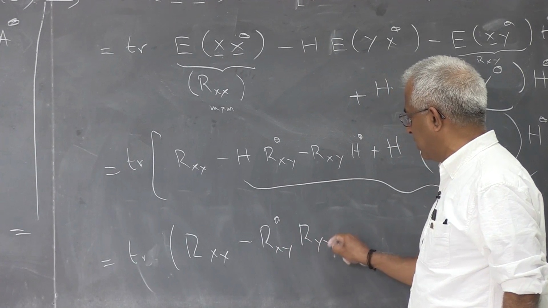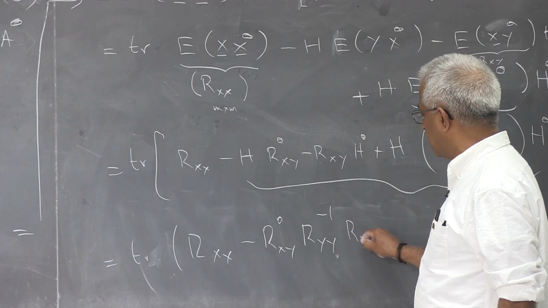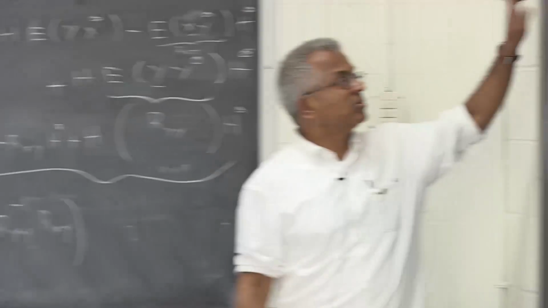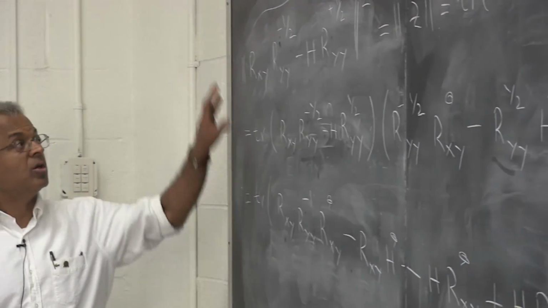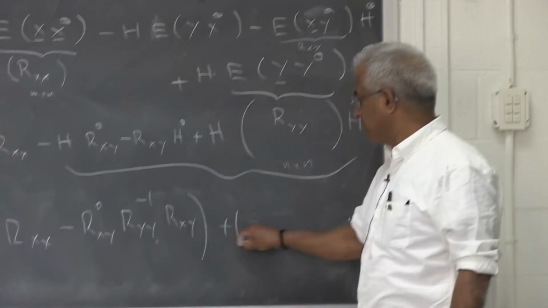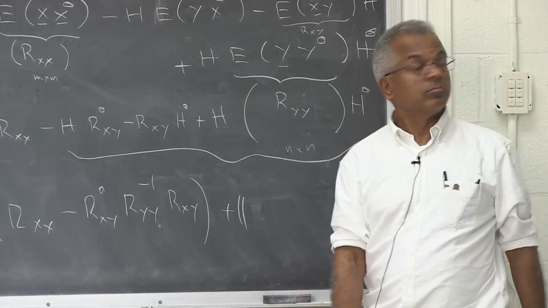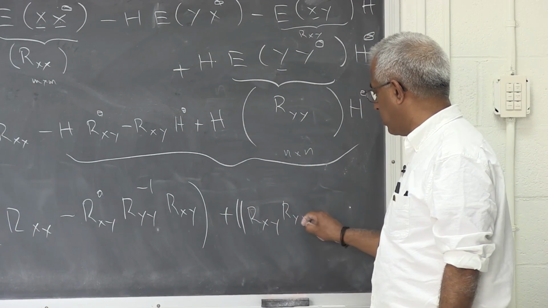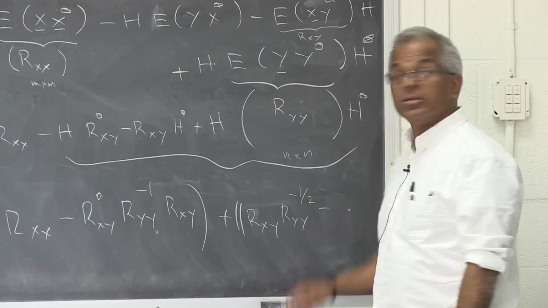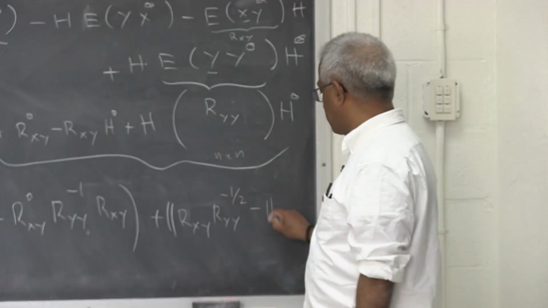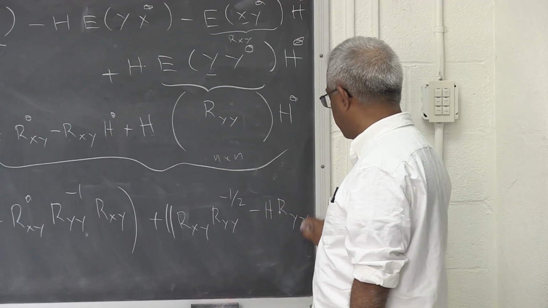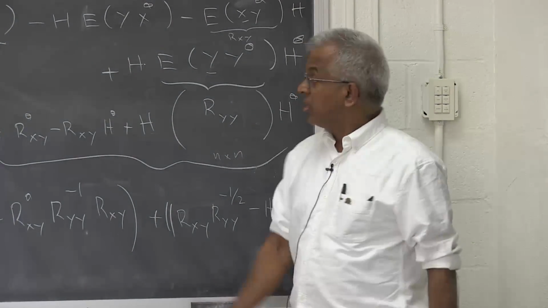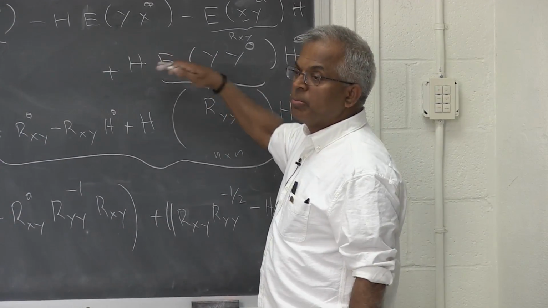We are almost at the end. R inverse Rxy. Then you have plus this minus this. So this is going to be here. Rxy, Ryy to the minus half, minus H Ryy to the half. Now you may be thinking, why am I doing all this? And you will see otherwise, look at the problem here.